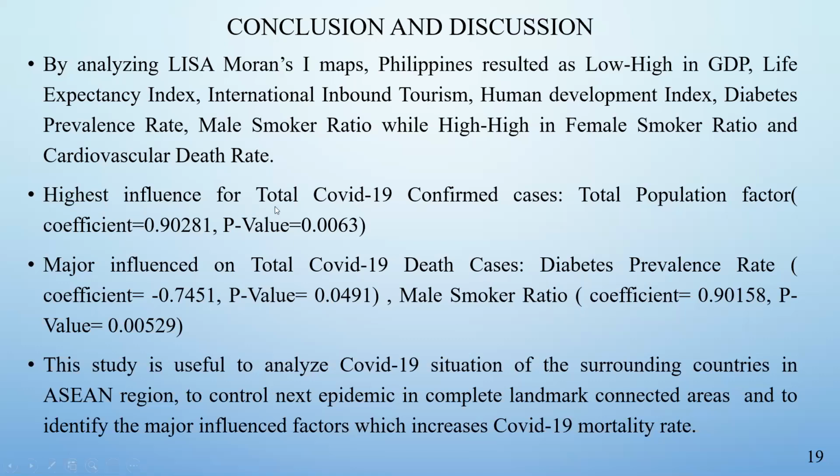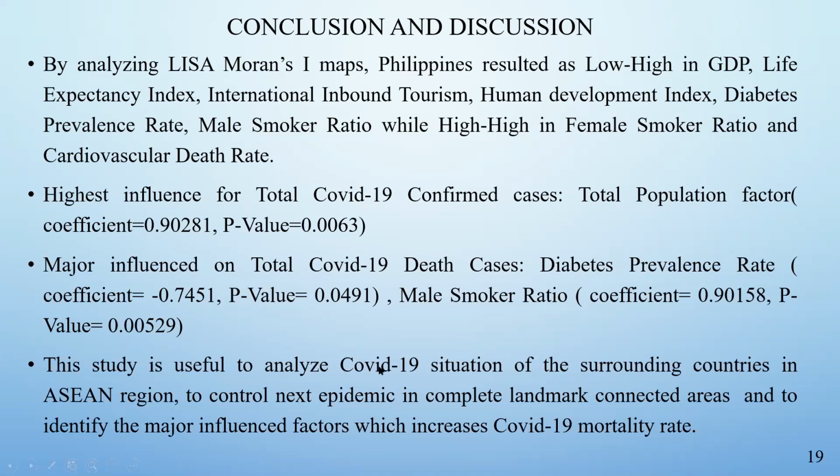The highest influence for the total COVID-19 confirmed cases model is the total population factor. The coefficient is 0.90281 and the p-value is 0.0063. The major influence on the death cases is the diabetes prevalence rate, but sadly its coefficient is negative. It came out with a negative relationship while we were expecting a positive relationship, so I think we need more analysis. For the male smoker ratio, the coefficient is 0.90158. If the male smoker percentage is high, the COVID-19 mortality rate will be high.